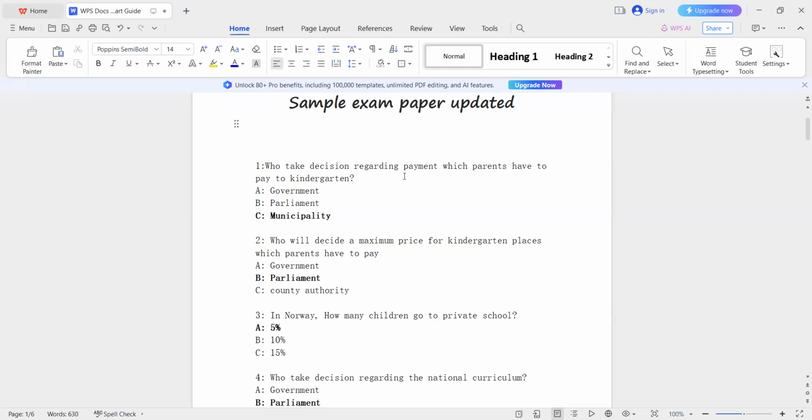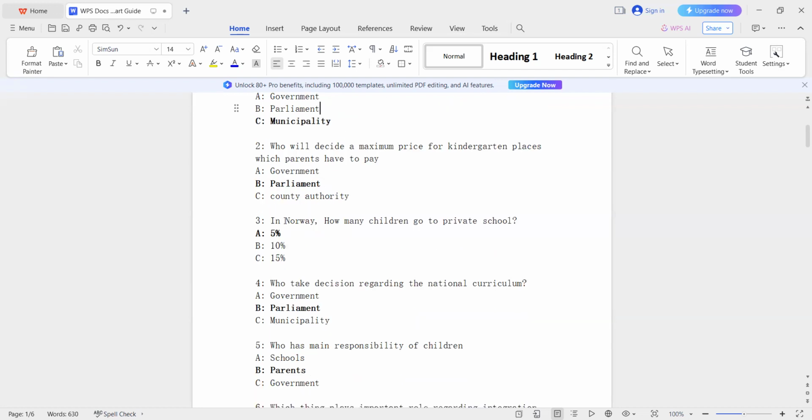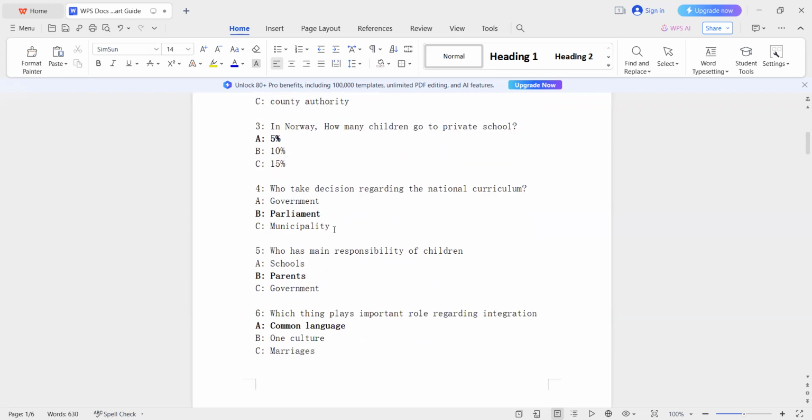First one is, who takes the decision regarding the payment which parents have to pay to kindergarten? That is the municipality. Remember that parliament decides the maximum price for a kindergarten, and every municipality has different prices. Next question, who will decide the maximum price for kindergarten which parents have to pay? That is parliament. In Norway, how many children go to private school? It is just 5%. Who takes the decision regarding the national curriculum? Parliament. This means who designs the syllabus and approves it.